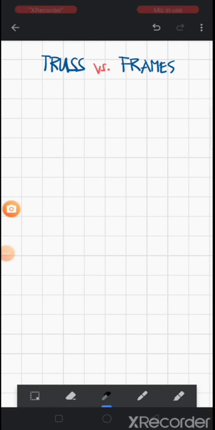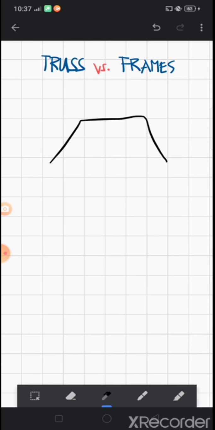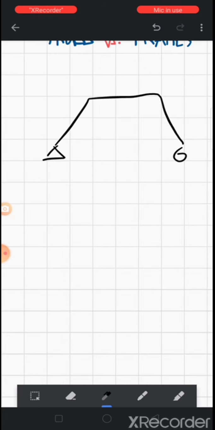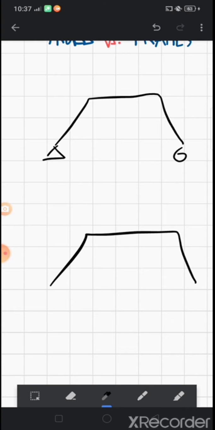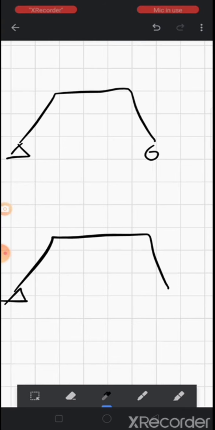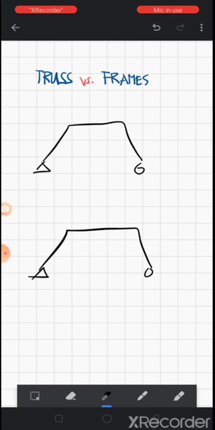Truss versus frames. This is a truss. And this is a frame. Now, what are the main differences between the two? Let's start with the truss.